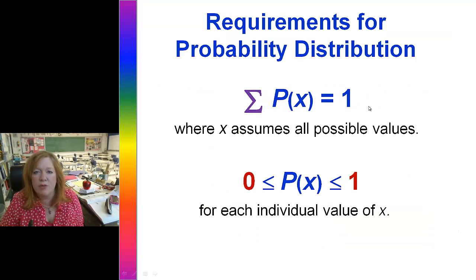So the requirements for a probability distribution are that all the probabilities sum up to 1, and that the probabilities are always between 0 and 1. You can have a probability that equals 0, you can have a probability that equals 1. Can't have one that's negative, and you can't have a probability that is greater than 1.